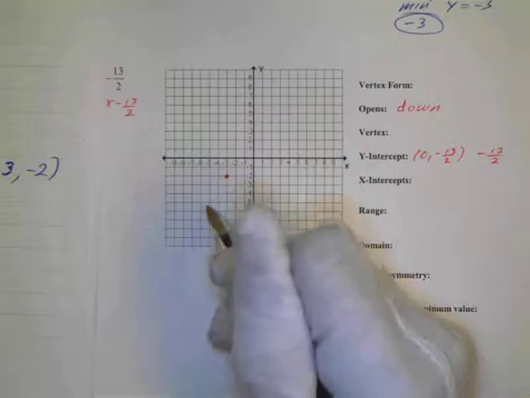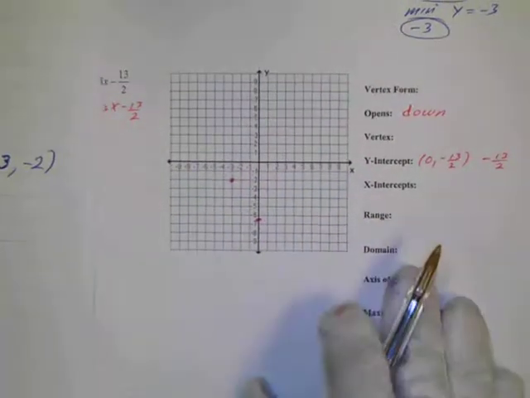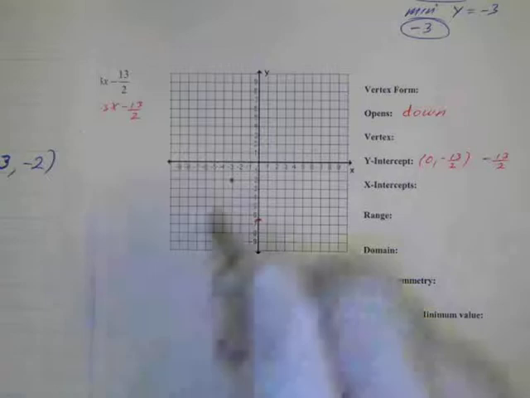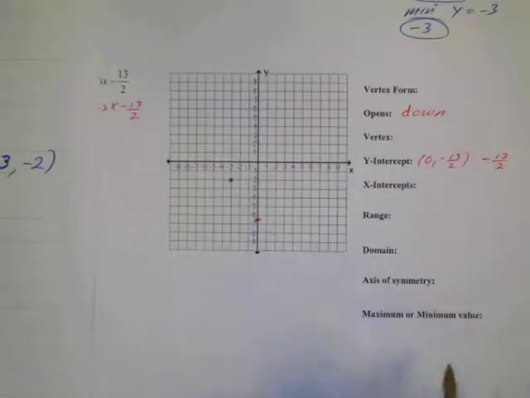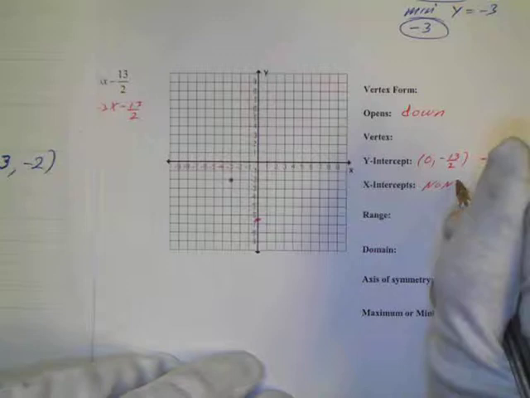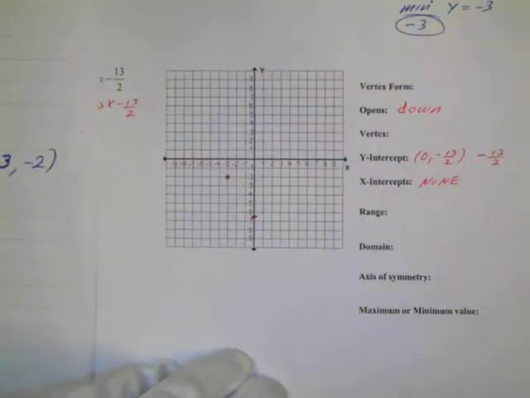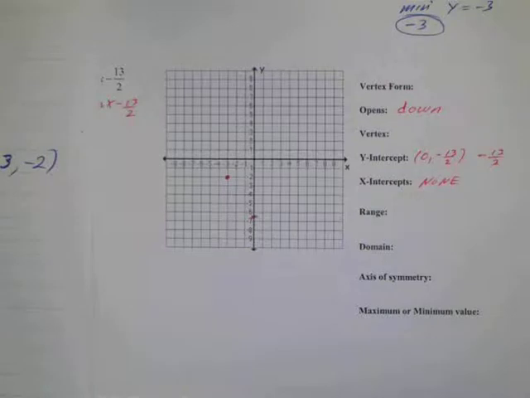Now, since it's shaped like an N, and it's going down, will it have any zeros? Will it cross the axis? No, it won't cross the axis because it's going down. So, no x-intercepts, so there are none. So I don't have to find those. That's going to make it a little shorter problem. That's nice. But we do have to graph it.